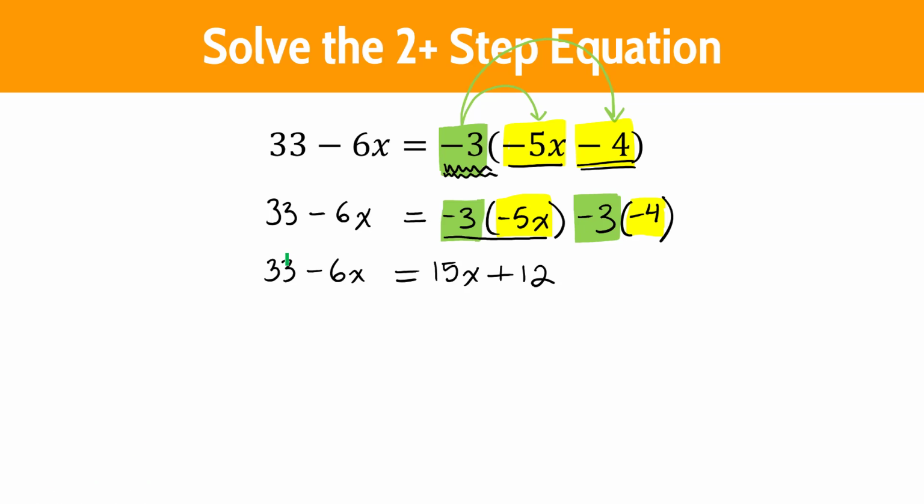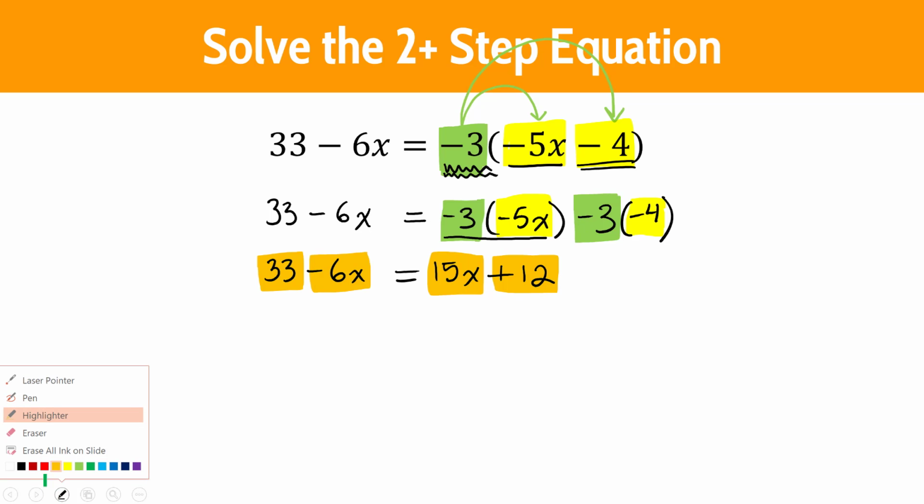Okay, so let's go ahead and identify all the terms at this point. Now that the brackets are all gone, there are terms. So there's 33, there's negative 6x. On the right-hand side, we got two terms, 15x as well as positive 12. Are there any like terms in this equation? Yeah, we got constants that are like terms, the 33 and the 12, as well as the negative 6x and 15x, those are also like terms.